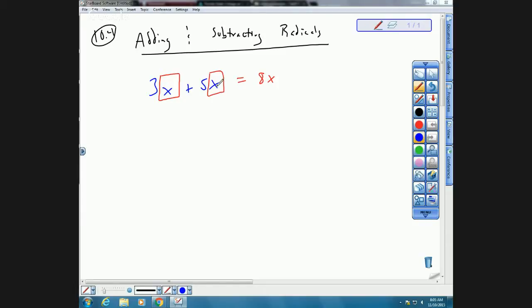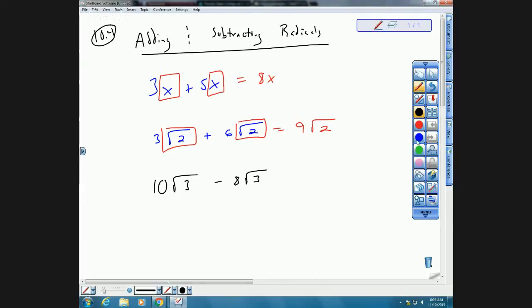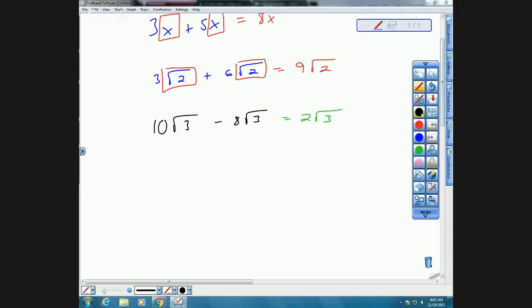If everything is the same besides the number out in front, you can put them together. So if I had 3 square roots of 2 plus 6 square roots of 2, as long as all this is the same, I can put those together. So 3 of those plus 6 of those, that means I have 9 of those. Same way with subtracting. If I had 10 square roots of 3 minus 8 square roots of 3, that means I have 10 of these minus 8 of these, so that means I have 2 of these. So everything has to be exactly the same.